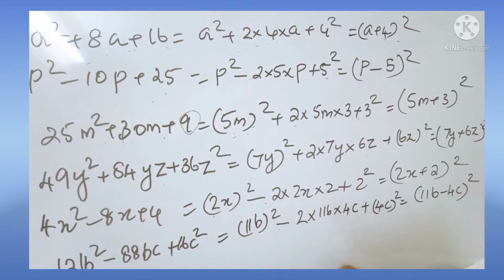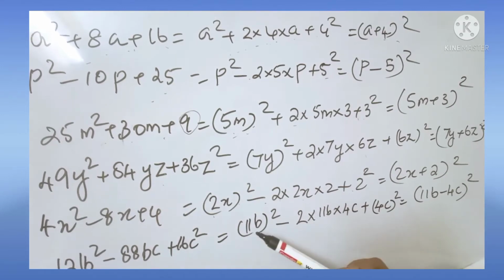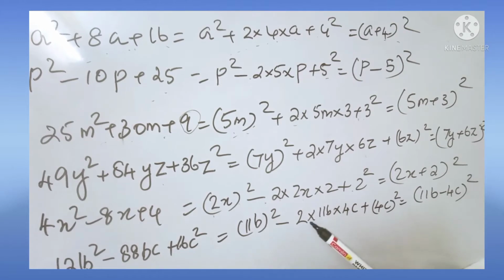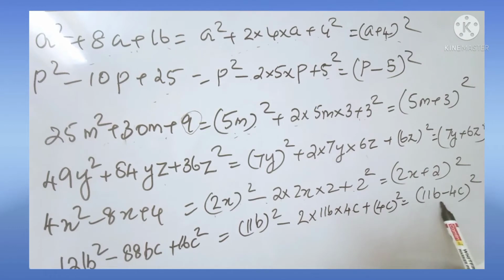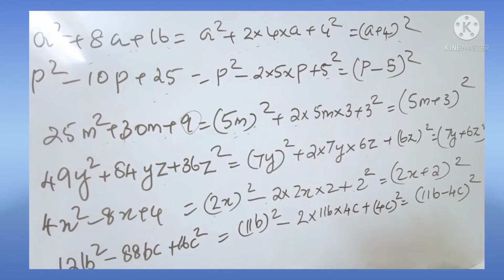Then 121b square minus 88bc plus 16c square. 121b square is 11b whole square, minus 2 into 11b into 4c, plus 4c whole square. So it is 11b minus 4c whole square.